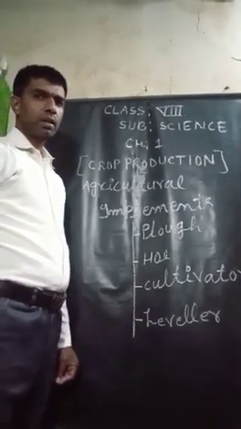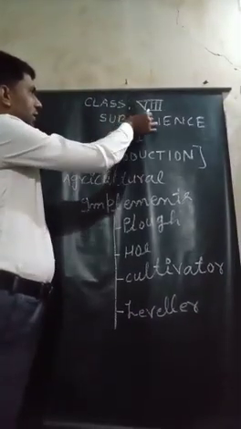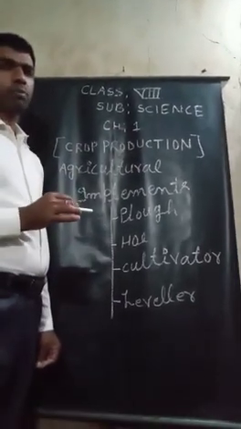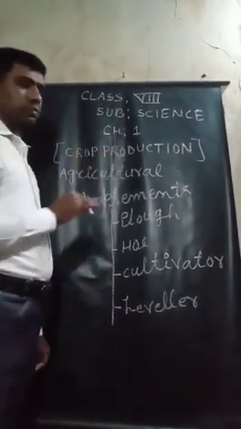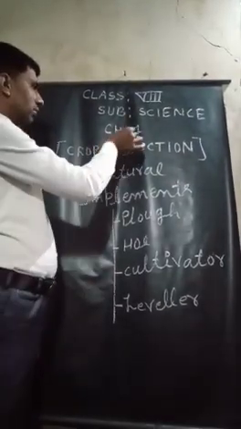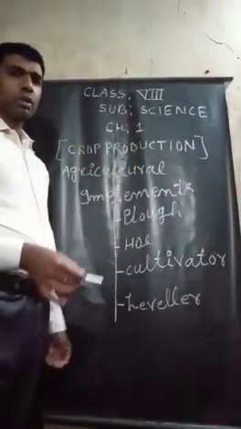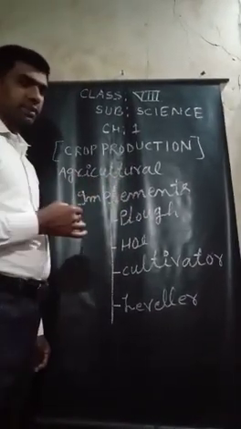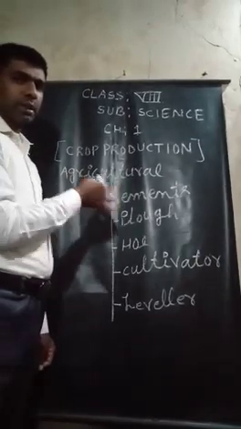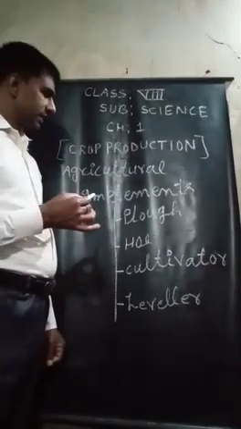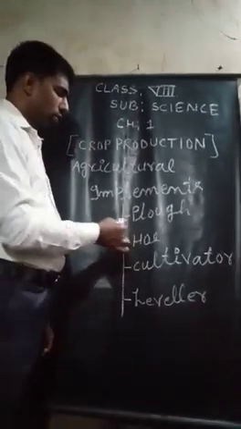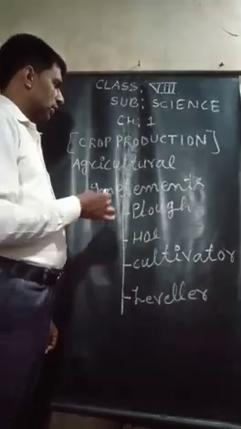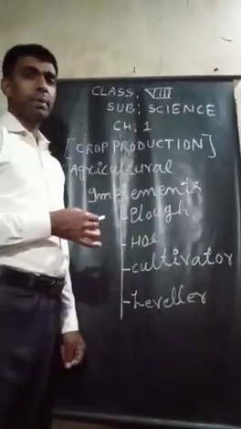I am Arun Pandey. I am going to discuss class 8 subject science, chapter 1, and the name of the chapter is crop production. Inside chapter 1, crop production, today I am going to describe agricultural implements, that means about plough, hoe, cultivator and leveler.